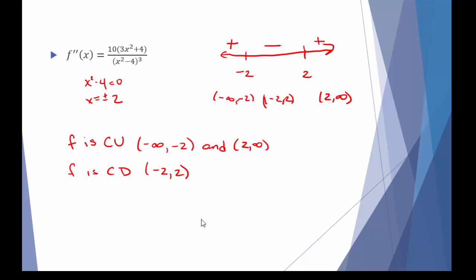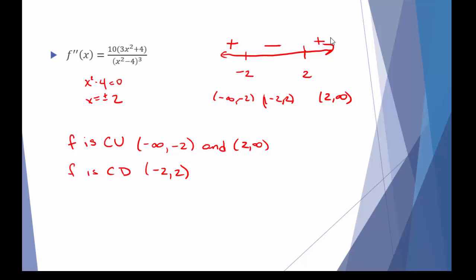So now we need to talk about inflection points. And if you're going kind of quickly and not necessarily paying attention, you may be tempted to say, look, the second derivative changes sign at negative 2 and 2, and therefore at negative 2 and 2 we must have inflection points. And here's the problem with that.